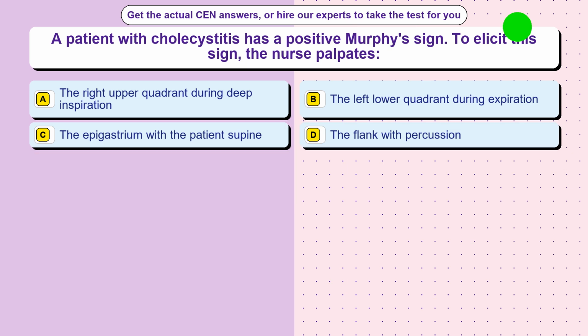Question 59. A patient with cholecystitis has a positive Murphy's sign. To elicit this sign, the nurse palpates: Option A, the right upper quadrant during deep inspiration. Option B, the left lower quadrant during expiration. Option C, the epigastrium with the patient supine. Option D, the flank with percussion.